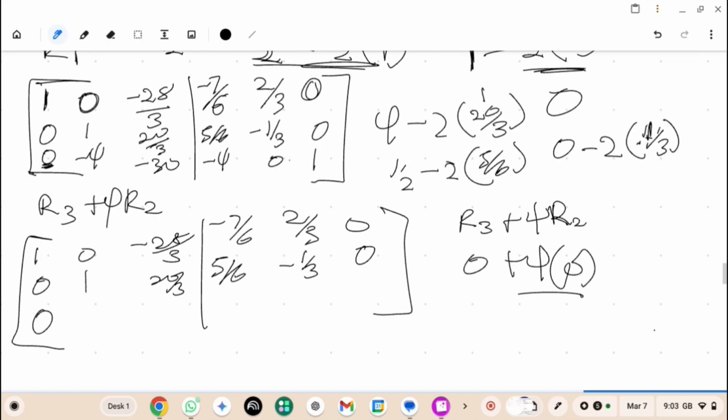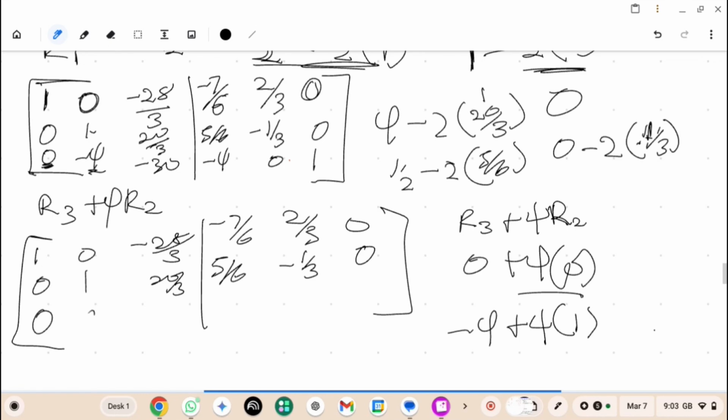You move to this negative 4. So you have negative 4 plus 4 multiplied by row 2, which is 1. This one will get as 0. Get 0 here. The next stage, this is negative 30. Let me print this one.